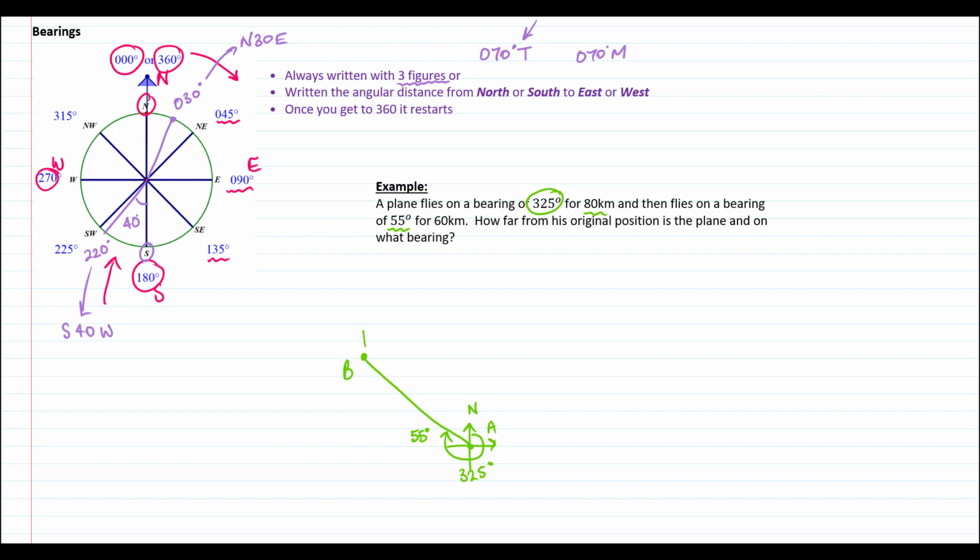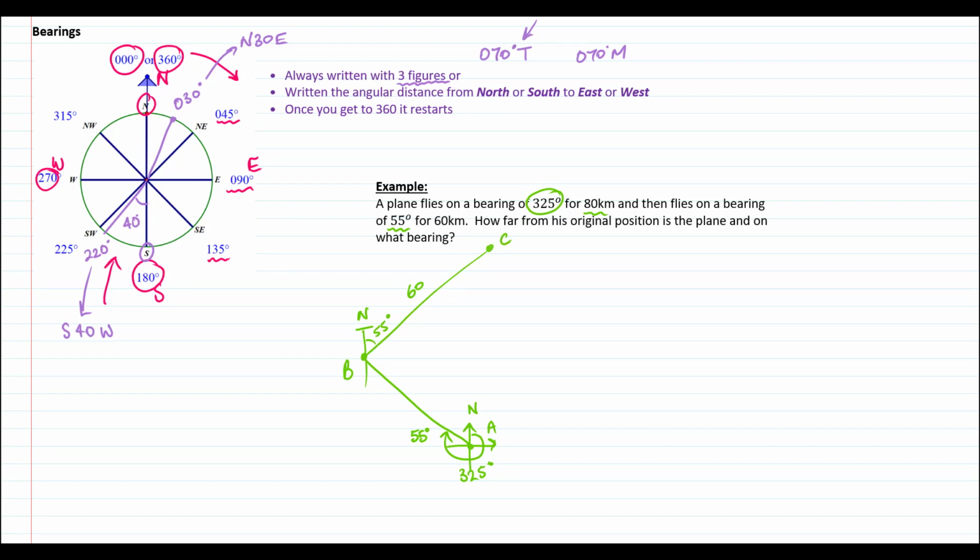So a bearing of 55 degrees is 55 degrees from north, and so that is there. And this is, of course, 60 kilometers, and this bearing is 55 degrees here. So now I've travelled along that bearing, and I've ended up at this point here, which I'll call C.